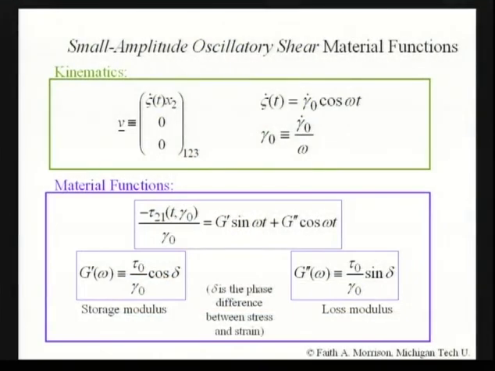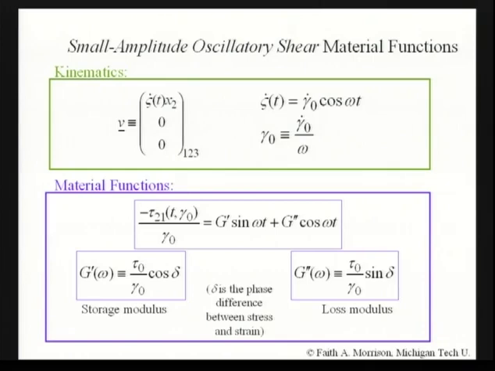We've been talking about material functions, and we're more or less done. So let me just review what we've been doing. We've been talking about various material functions in shear and elongation. This is, for instance, the small amplitude oscillatory shear material function. All of our material function slides look like this. They have a kinematics section and a material function section.